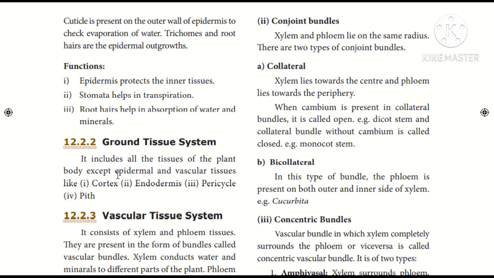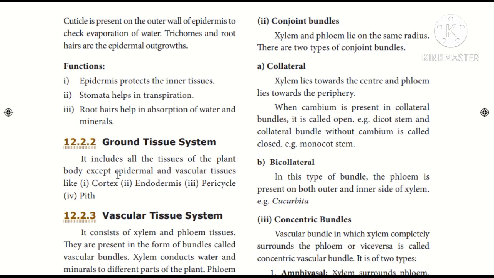When you learn about root anatomy or stem anatomy, you will be discussing this cortex, endodermis, pericycle and the pith. But in general, the ground tissue includes all the tissues of the plant except the epidermis, because epidermis we have already brought under a separate heading, that is the dermal or the epidermal layer, and it is only in the epidermis that stomata are present, cuticle is present, and also trichomes and root hairs are present. And ground tissue includes cortex, endodermis, pericycle and pith, which we will be discussing in root and stem anatomy.